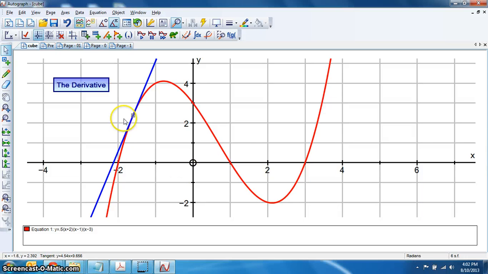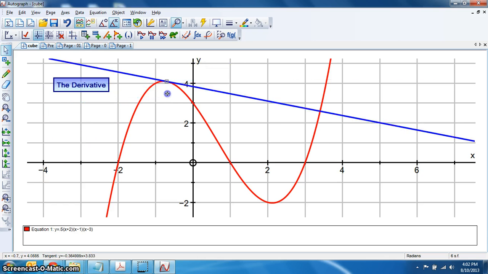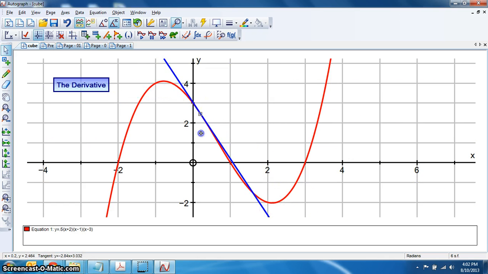This lesson will help us understand intuitively what a derivative is. So let's look at this example. Here's a cubic function, and I'm using a program called Autograph. Before we try to understand what a derivative is, we're going to try to understand what a tangent line is. So here's a point, and as I'm dragging this point, Autograph keeps drawing the tangent line to the graph as I keep moving my point around the curve here.